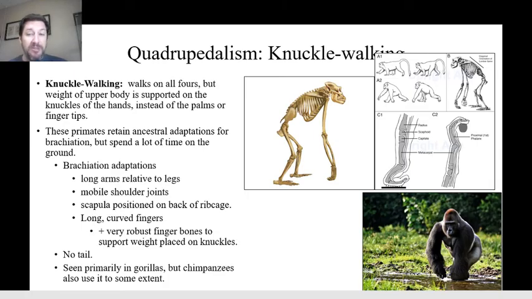Now, we know that the ancestors of gorillas were smaller brachiators because they have all of the brachiation adaptations that we do. So they have long arms relative to the legs, they have the mobile shoulder joint, their scapula is on the back of the rib cage, and they have long curved fingers. So we're quite similar to them in those respects. But they also have evolved very robust, thick finger bones, of course, because all their weight is on their knuckles a lot of the time. And then no tail, because again, they are evolved from brachiators.